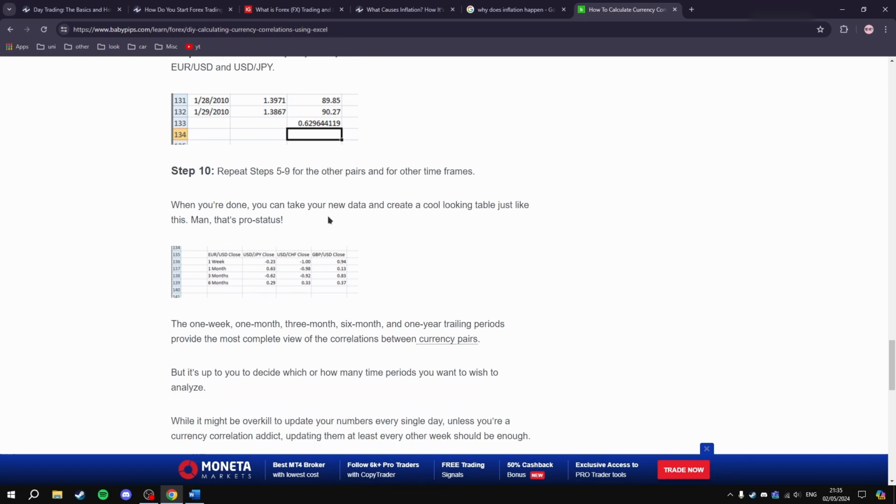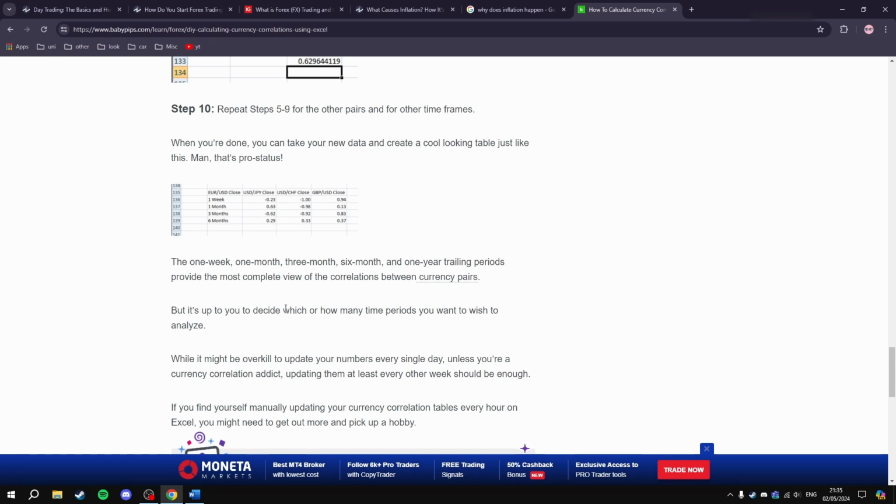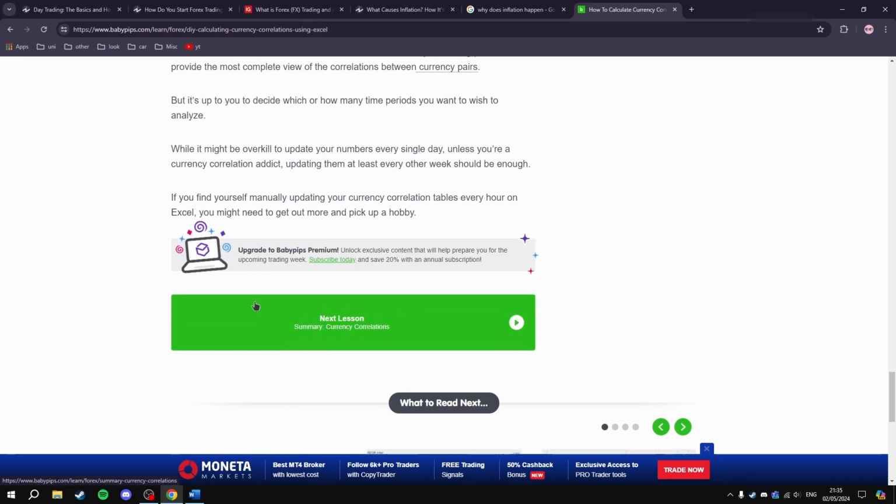When you're done, you can take your new data and create a cool looking table just like this. Man, that's pro status. Euro USD close, 1 week, 1 month, 3 months, 6 months, and then the correlation coefficients. The 1 week, 1 month, 3 month, 6 month, and 1 year trailing periods provide the most complete view of the correlations between currency pairs.